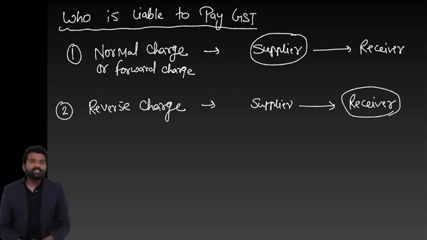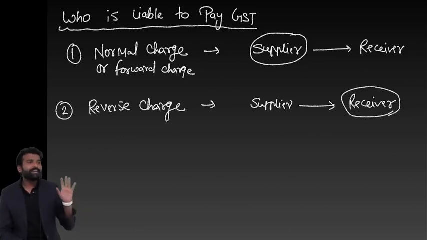All the transactions in GST are basically divided into two parts: normal charge, or forward charge, and reverse charge. Normal charge is also called forward charge. Another one is called reverse charge. So who will pay GST to the government? It's a very interesting question, and the answer is very simple: it depends on whether my transaction is covered in forward charge or reverse charge. In short, it is called RCM, reverse charge mechanism.